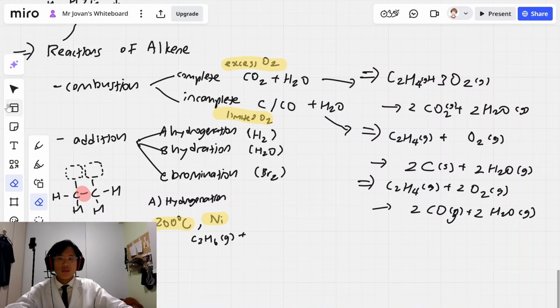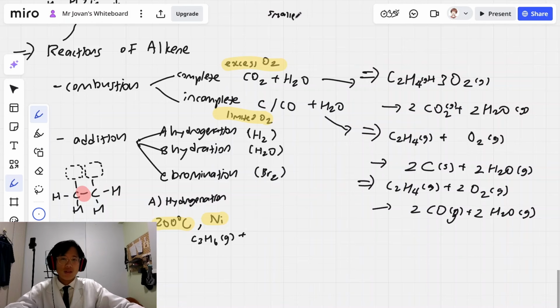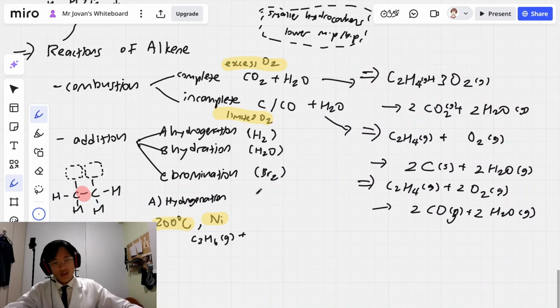One thing that you must know for all these, like I talked about with the state symbol: it's a gas because at very high temperatures, it's going to evaporate into a gas, especially for smaller hydrocarbons. I'm going to go through this at the end, but just a heads up first. Small hydrocarbons have lower melting and boiling points. That's why it's in the gas state. Just for you to have a better understanding.